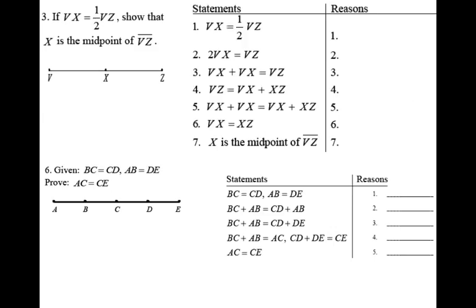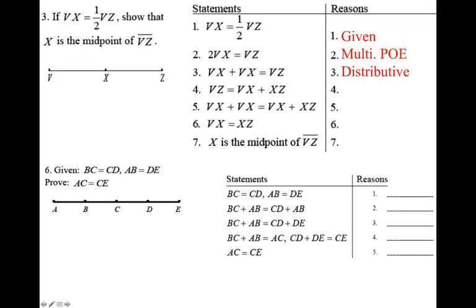All right, and then on this one, we're given that Vx is 1/2 of Vz. And then to go from step 1 to step 2, the letters are the same, but they got rid of the 1/2, and they have a 2 over here. So basically, they just multiplied everything by 2. So they got 2Vx, and then here the 2 and the 1/2 canceled, so they just have Vz. So that's the multiplication property of equality.